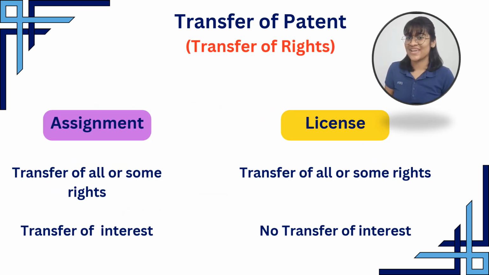Rights in a patent can be transferred easily. This transfer can take place through licensing or assignment. Both in licensing and assignment, the rights can be transferred wholly or it can be transferred partially. But an important point to be noted is that in assignment, there is transfer of interest, but in licensing, there is no transfer of interest.